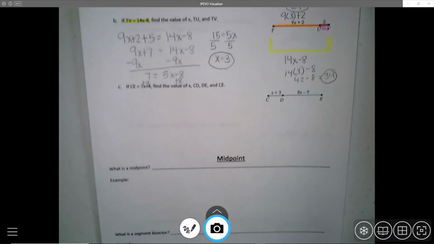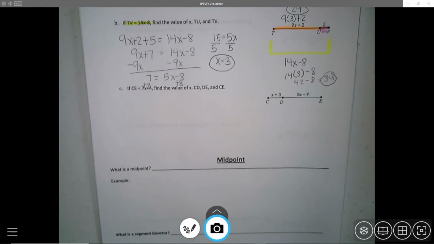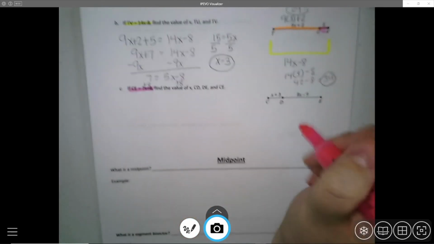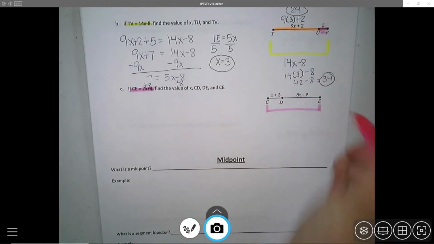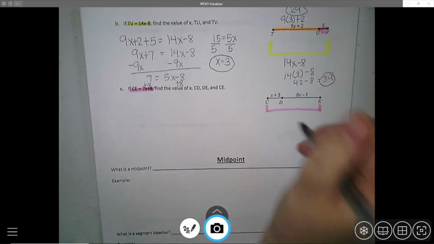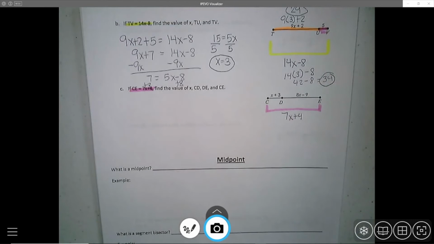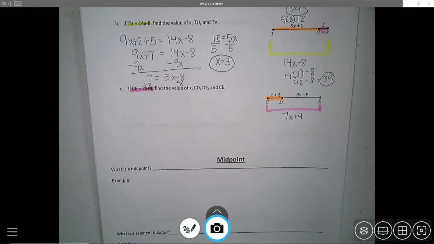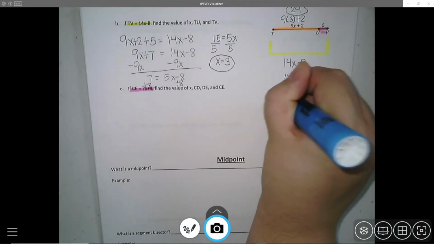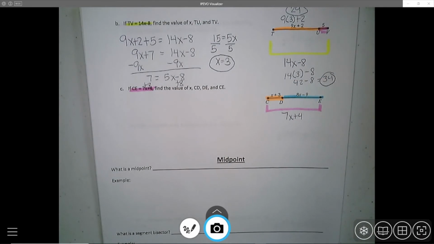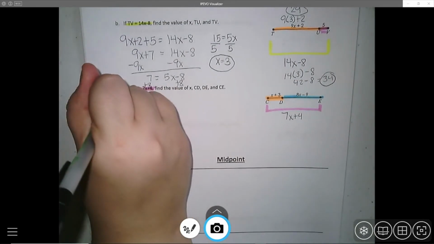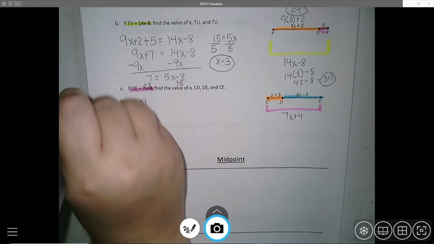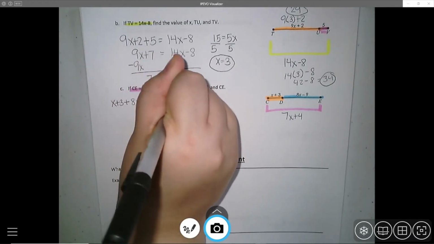Okay, one more problem under this segment addition. Some of it again is marked, some of it is not. CE is 7x plus 4. C to E, which is from endpoint to endpoint, or the whole thing, is 7x plus 4. Okay, notice CD is marked, it's x plus 3. DE is marked, it's 8x minus 9. Part plus part equals whole. x plus 3 is a part plus 8x minus 9 is a part equals the whole thing, 7x plus 4.